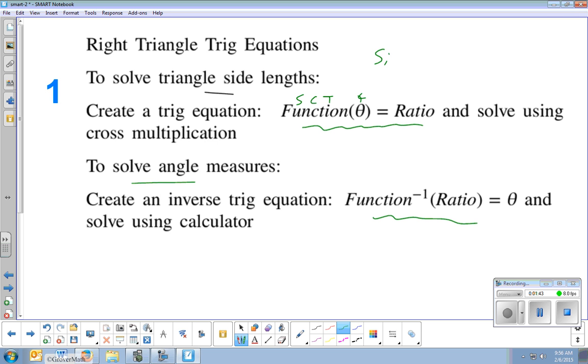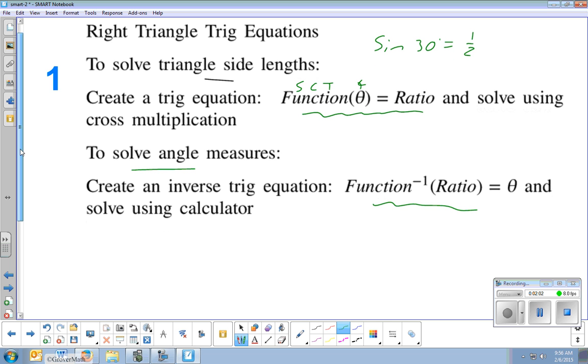First, a quick example. Sine 30 equals 1/2. That's function angle equals ratio. Sine of 30 degrees has a ratio of 1/2. Now, what you'll see is we'll be setting something like this up where we'll be missing a part of the ratio, and we'll cross multiply in our calculator to get it. For the inverse trig equations, instead of sine 30 equals 1/2, it would be inverse sine of 1/2 equals 30.